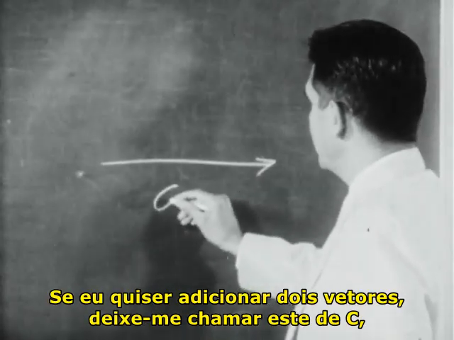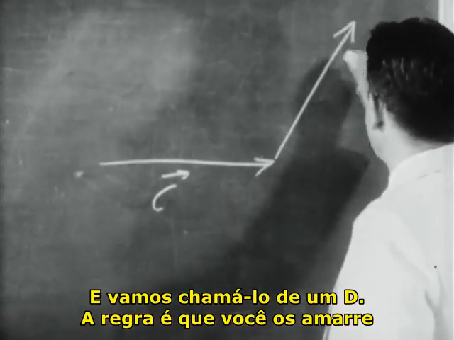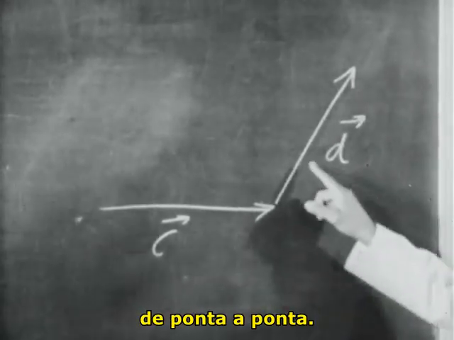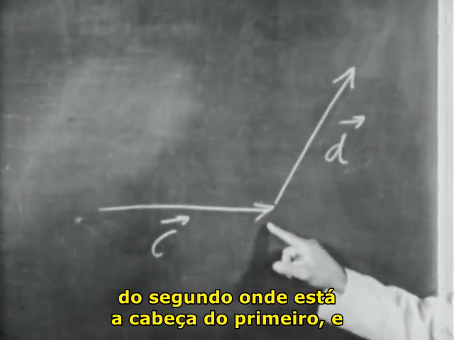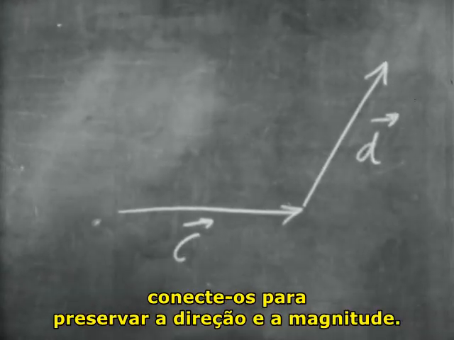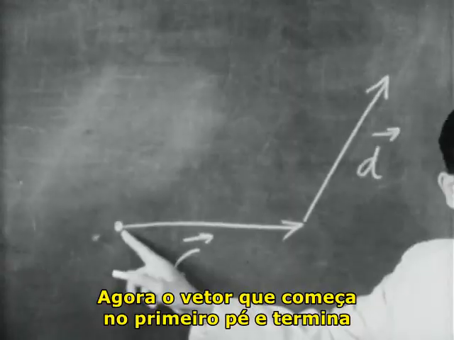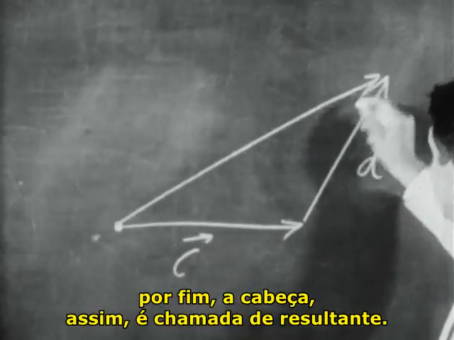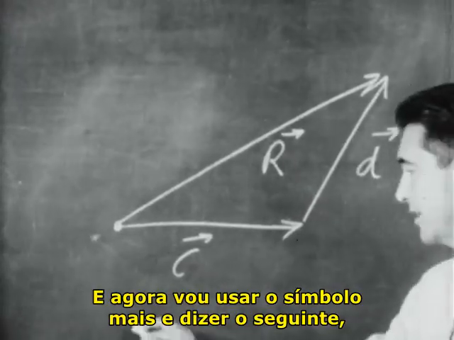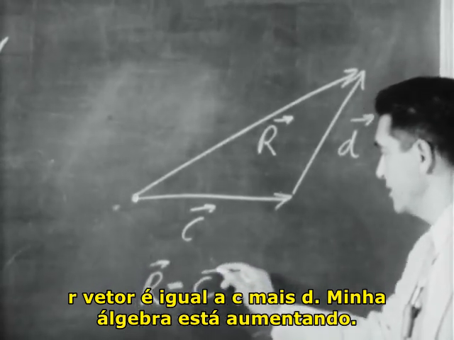If I want to add two vectors, let me call this one C, and let me call this one D. The rule is that you tie them end to end. You put the foot of the second one where the head of the first one is, and connect them so that you preserve direction and magnitude. Now the vector that starts at the very first foot and ends at the very last head, like that, is called the resultant. And now I will use the symbol plus and say the following. R vector equals C plus D.